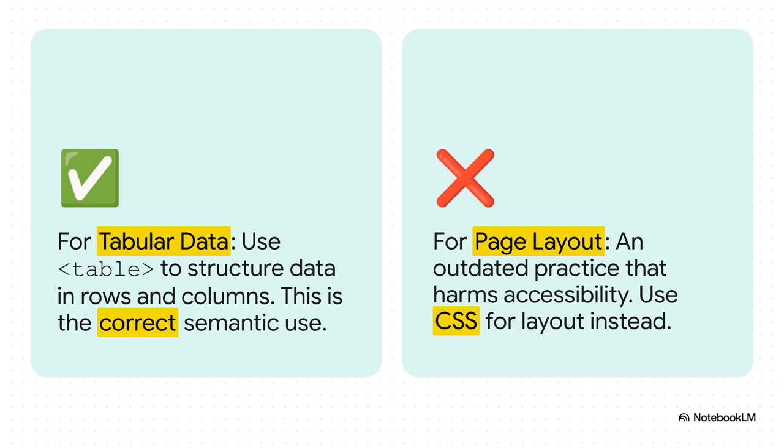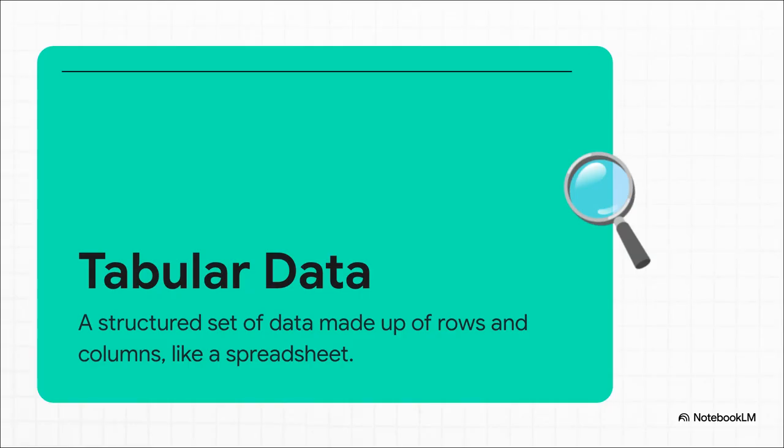Modern standards are crystal clear. Tables are for displaying data. For page layout, we use CSS. And this isn't just me being a stickler for the rules. It's a fundamental thing called semantics, and it has massive implications for accessibility. So when I say tabular data, what do I actually mean?